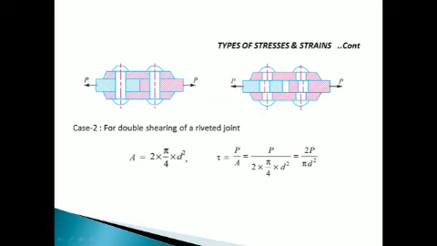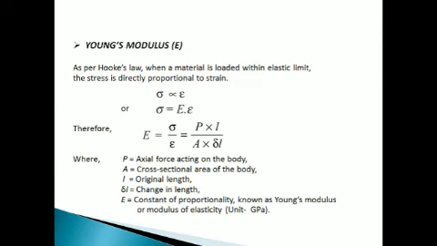it is called double shearing, and the area resisting the shear is given by A is equal to 2 into pi by 4 into d square. Since there are two cross sections, the area is multiplied by 2, and the shear stress on the rivet cross section tau is equal to P by A, which finally gives 2P by pi d square. So next topic is Young's modulus.